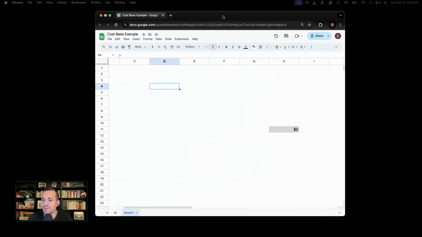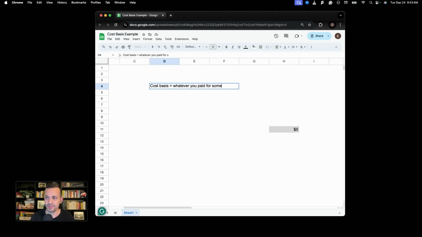All right, so the main reason why there is an RSU double tax issue in the first place has to do with how cost basis is tracked. What is cost basis? The easiest definition of cost basis is whatever you paid for something. So cost basis equals whatever you paid for something. Technically, it's a little bit more complicated than that, but for example, if you bought stock for $100, your cost basis would equal $100. It can get a little bit more complicated than that, but at its heart, you can think about cost basis as whatever you paid for something.